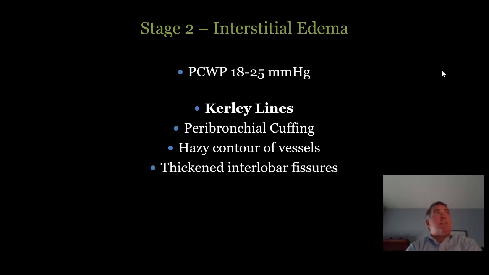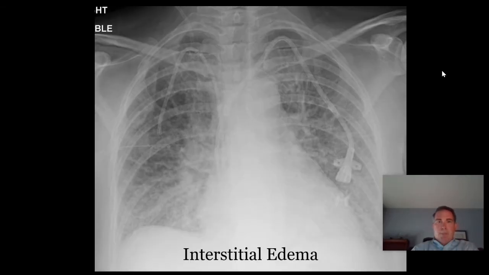So stage one is going to be just your central venous congestion and cephalization. Stage two is going to be interstitial edema associated with a slightly higher capillary wedge pressure. And really the hallmark of interstitial edema is curly lines. Here's a good example of curly lines. They're going to be horizontal lines radiating out to the pleura. That's fluid in the fissure, but horizontal lines radiating out to the pleura.